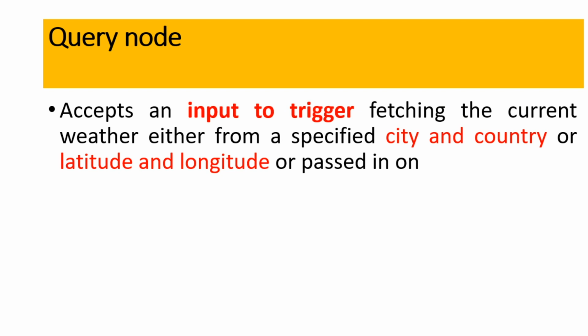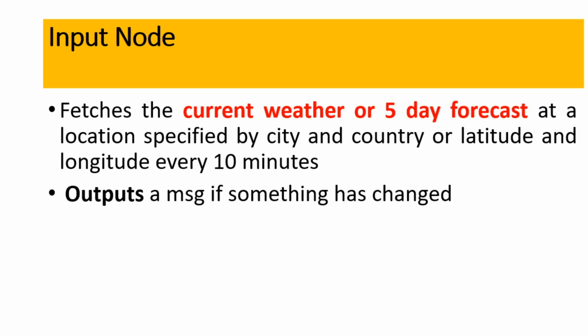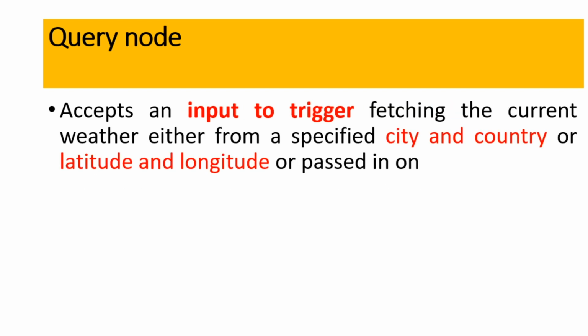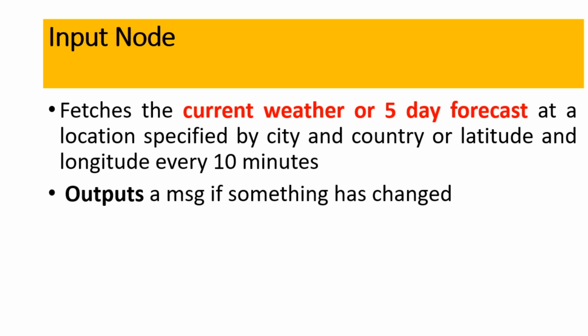The query node accepts an input to trigger it. Through an inject node, we trigger the input for fetching the current weather either in the specified city or country, or by providing the latitude and the longitude of the data. That's all about your input node and the query node. Both nodes use an API key and provide the current weather data.